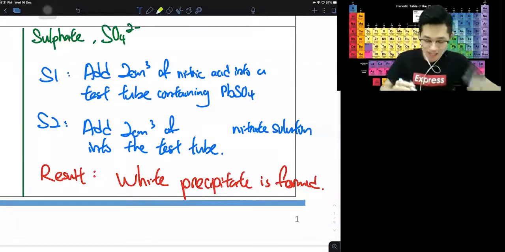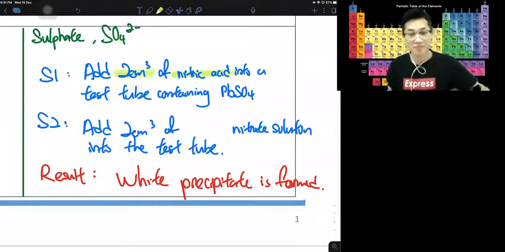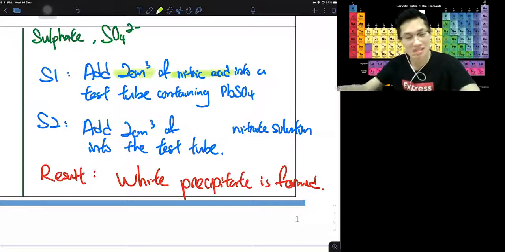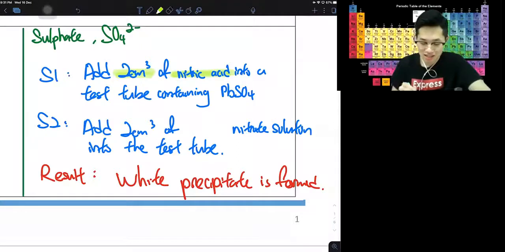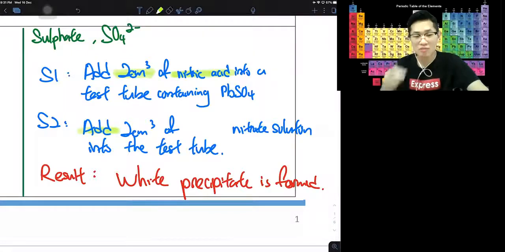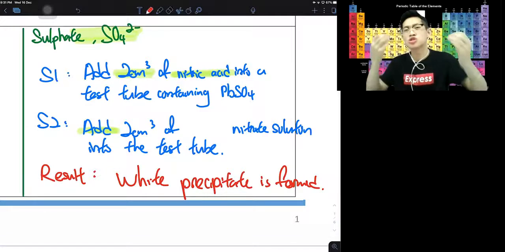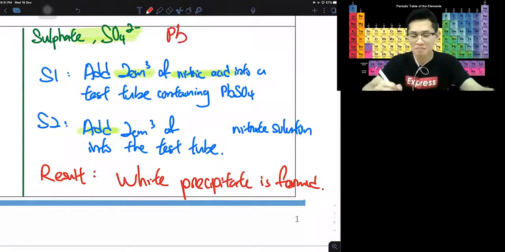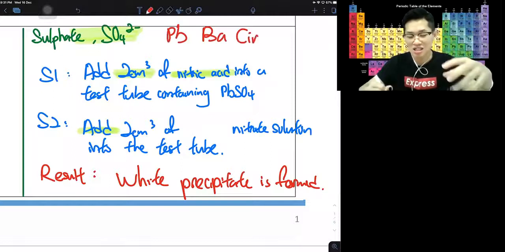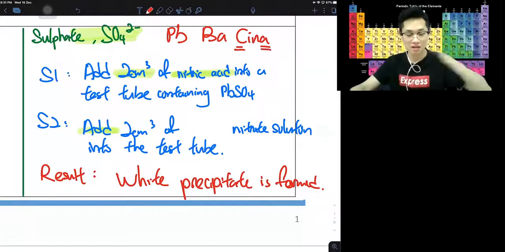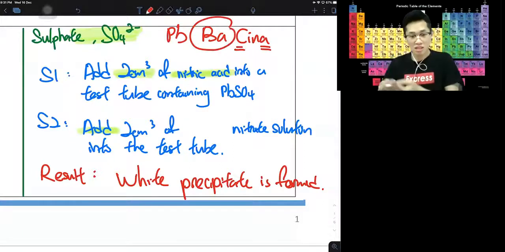So step 1, always add acid. Nitric acid is safe. Add it into the test tube containing the salt. And then you add a salt solution that will make sulfate insoluble. For sulfate, we use barium, Ba. So then my second point, I just say barium.